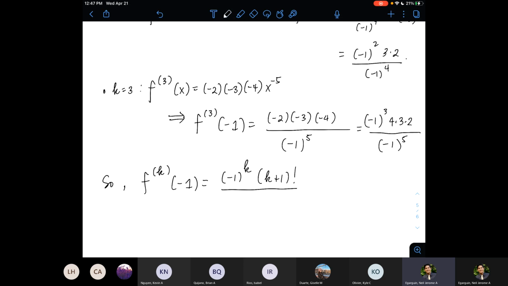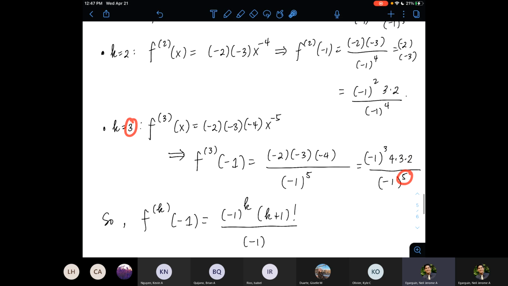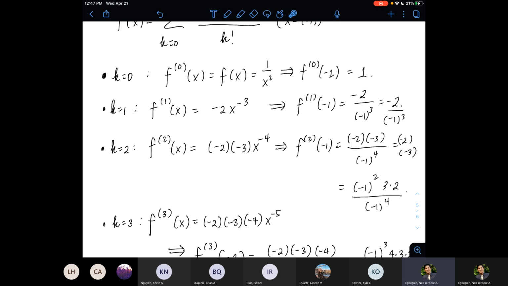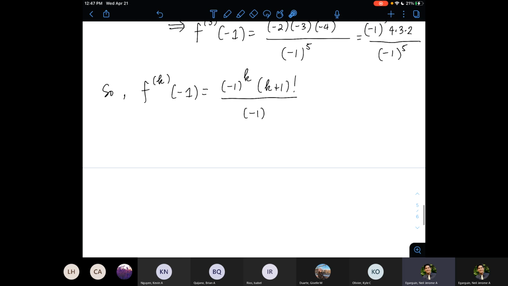All over, we have a negative 1 to the power what? When k is 3, we have to the power 5. When k is 2, we have to the power 4. When k is 1, we have power 3. When k is 0, you can think of it as negative 1 to the power 2. Okay, good. That's going to be negative 1 to the power k plus 2.